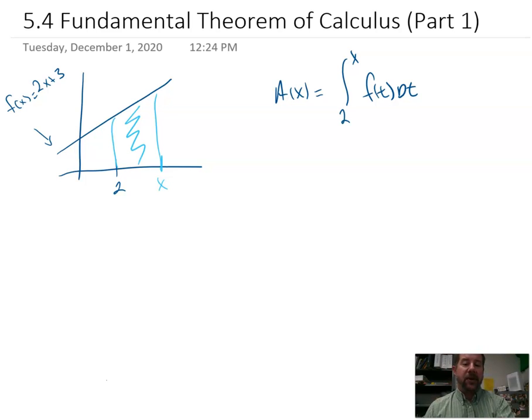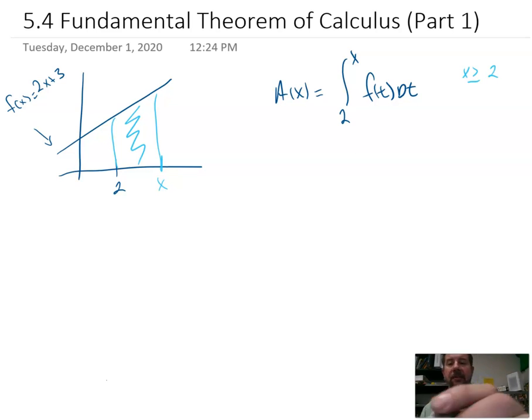Okay? That's what that area function is representing, as this x value travels in or out depending on what x is. I guess we should say just so long as x is greater than or equal to 2. As long as that is true, then we have an area function.